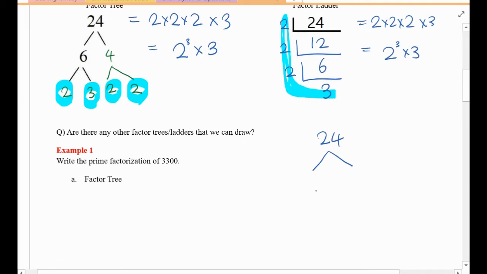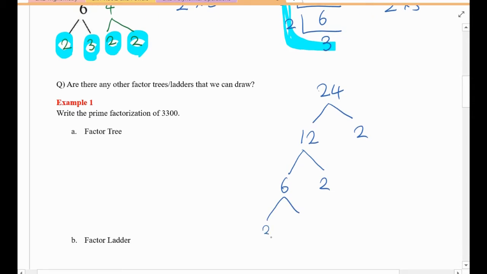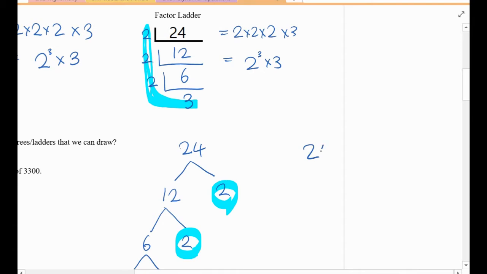So for example, what number can I use? 12 and 2. So 24 is also a product of 12 and 2. And we cannot go any further from here because 2 is already a prime number. But we can do more here. 6 and 2. We can do more here. 3 and 2. And look at this. We still have 3 2's and 1 3. So same prime factorization.